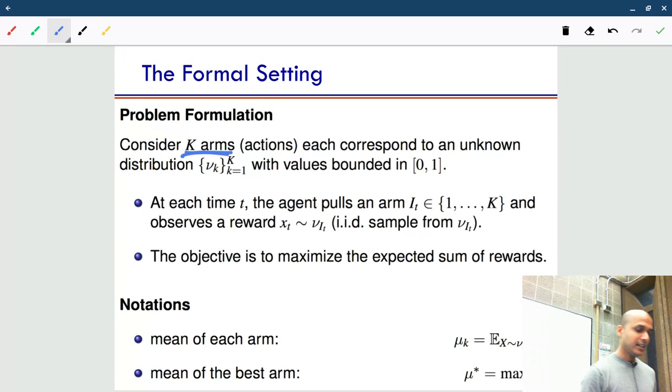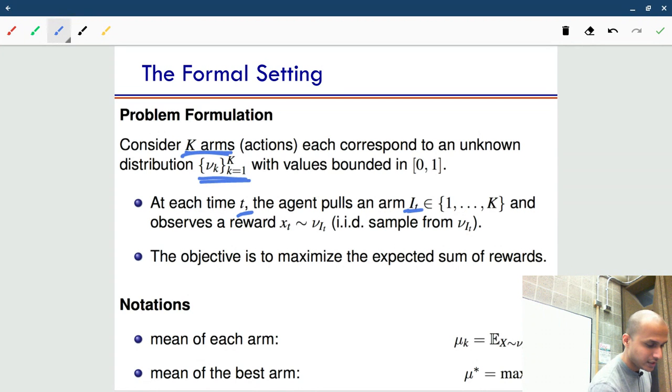So here we're just saying capital K arms, our actions are websites, and each corresponds to an unknown distribution, by which I mean that there's going to be a distribution mu, indexed by k. So for the first website, there's a distribution. Think of a Bernoulli distribution for each website. You show the website, and the user essentially flips a coin with that Bernoulli bias and maybe does the checkout process or doesn't. Or clicks on something or doesn't click on something.